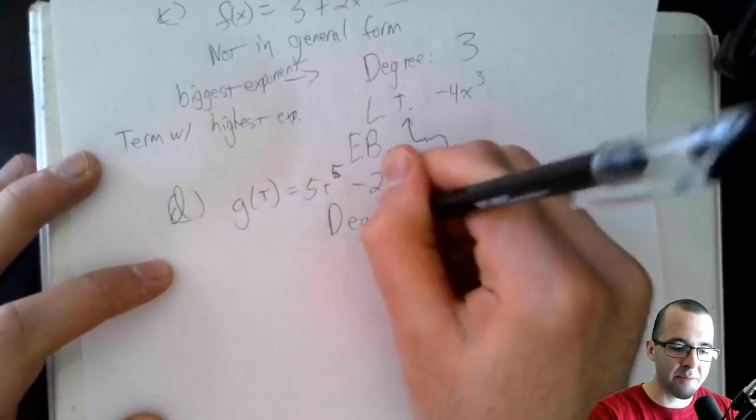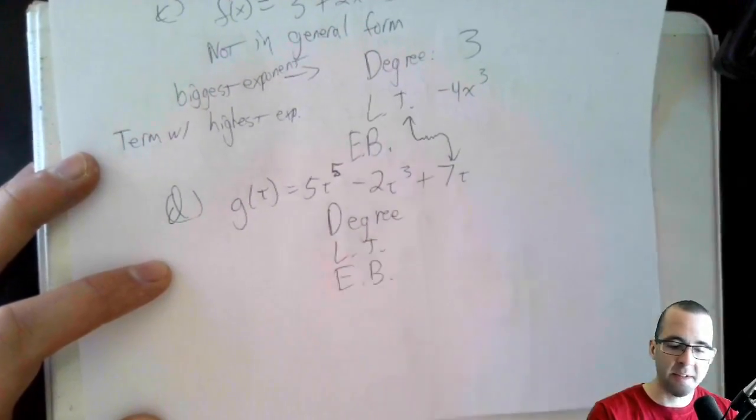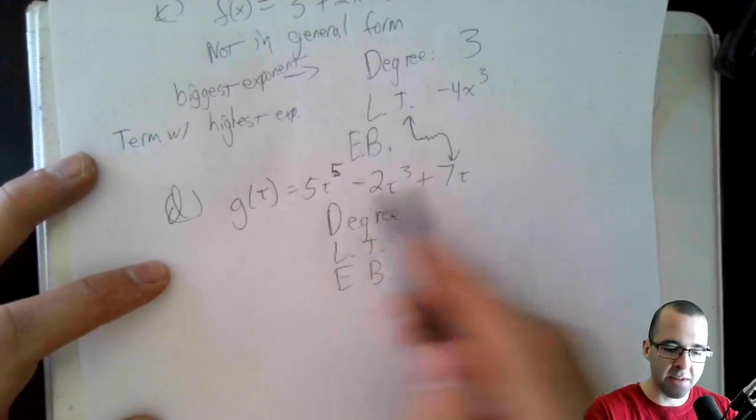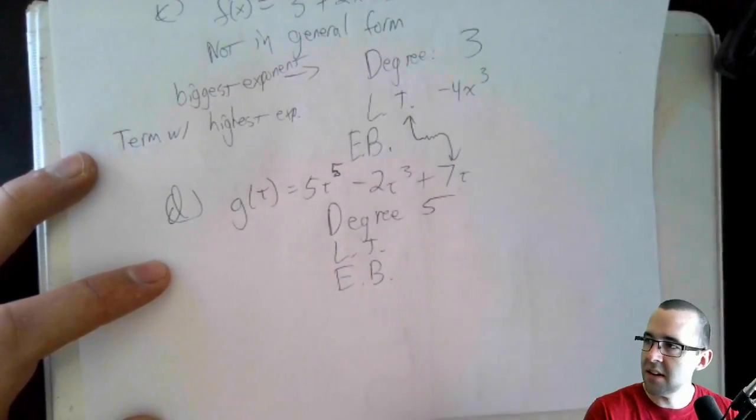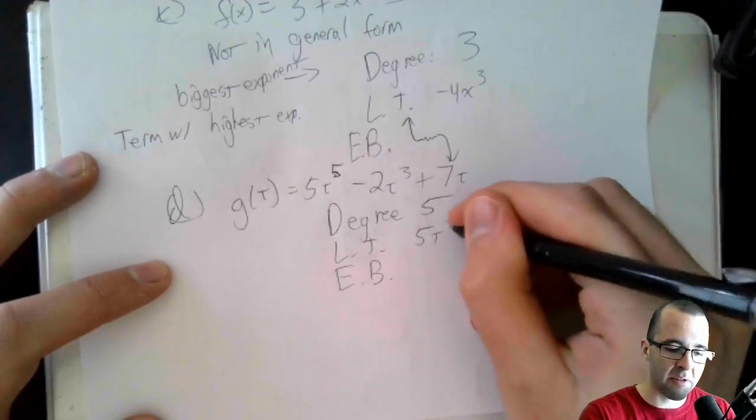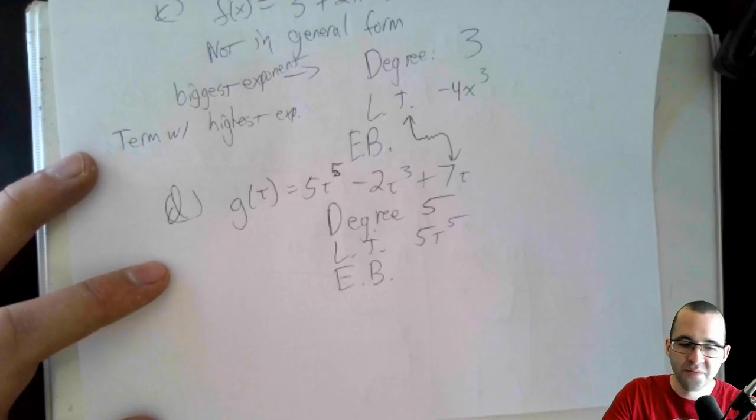We can find the degree. We can find the leading term. We can find the end behavior. And you guys know this well enough by now. Degree, biggest exponent, that's a 5. Leading term is the term with the biggest exponent, 5t to the 5th. And then we'll find the end behavior.